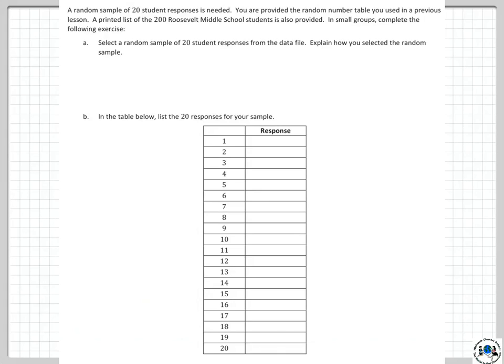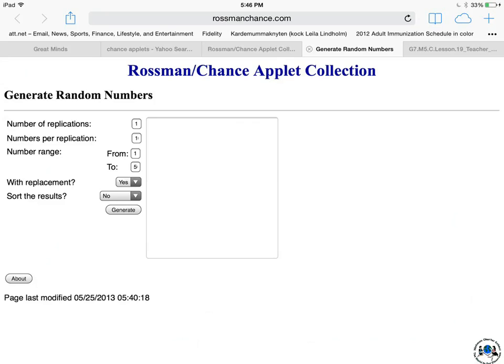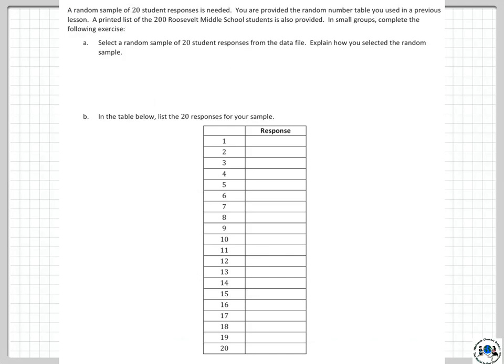Okay, let me start here again. A random sample of 20 student responses is needed. You are provided a random number table you used in the previous lesson. We're not going to use that random number table. We're going to, again, use the random number generator. You can do this yourself, or you could just follow along with me.